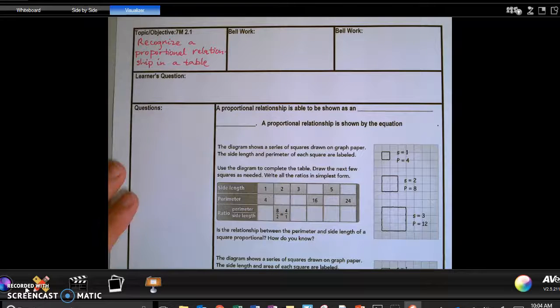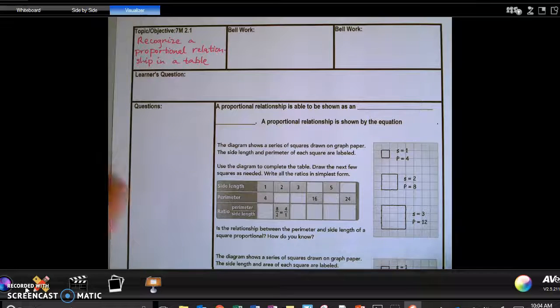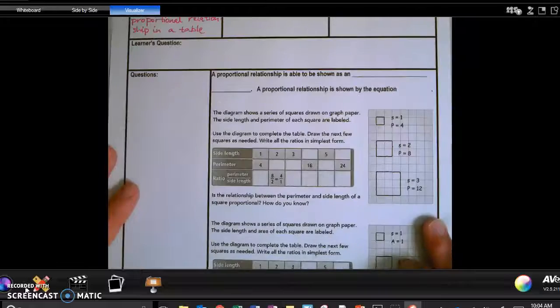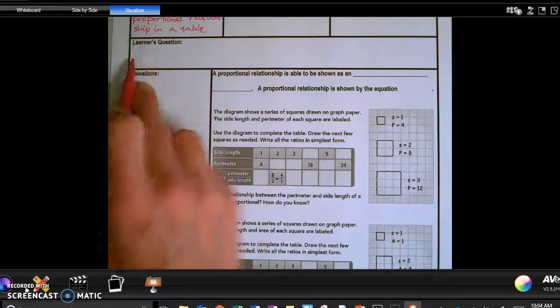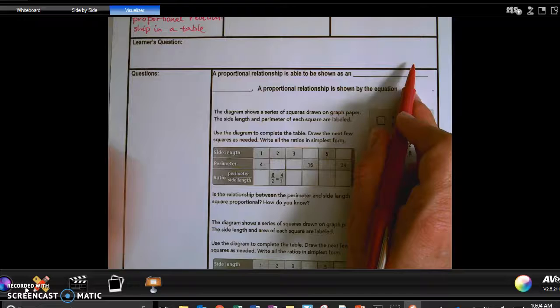So as you work today, we're going to be looking at proportional relationships and examining them within a table. So this is going to build on what we worked on last topic. So you can take this topic and turn it into your learner's question for the day.